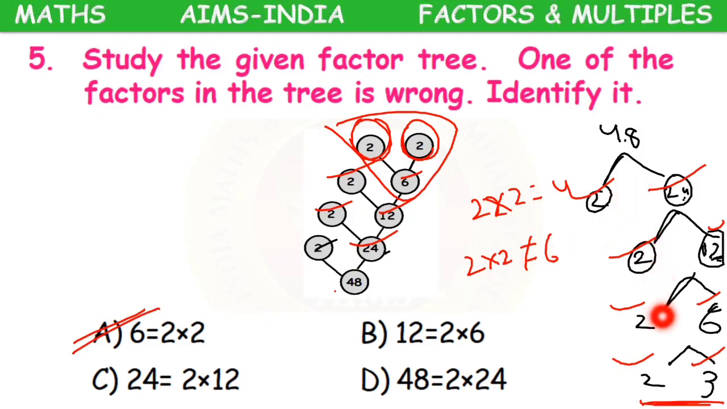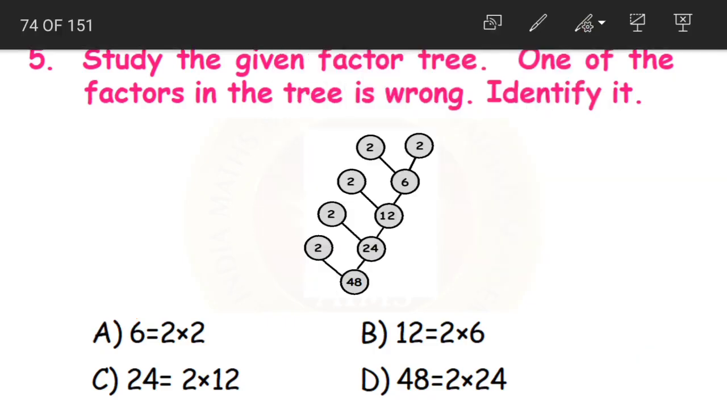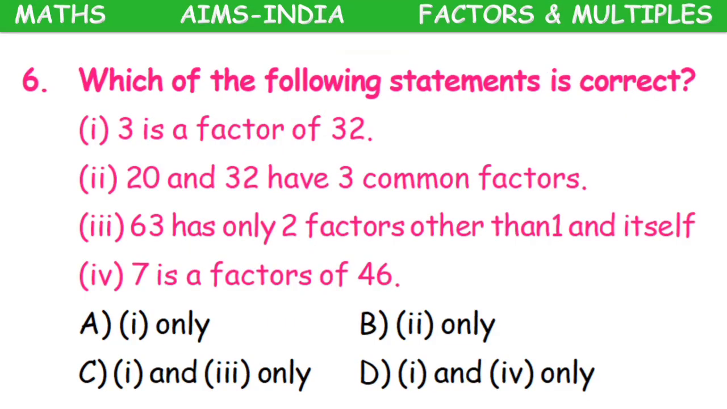So I have written the factor tree and compared it with the factor tree given in the question. Upon that we found out that the factors of 6 are given wrongly. Okay, now moving on to question number 6.